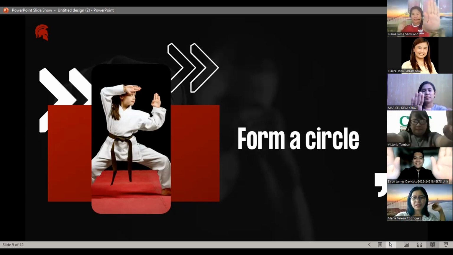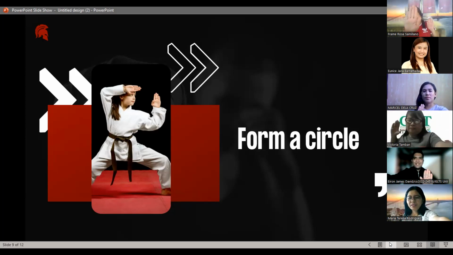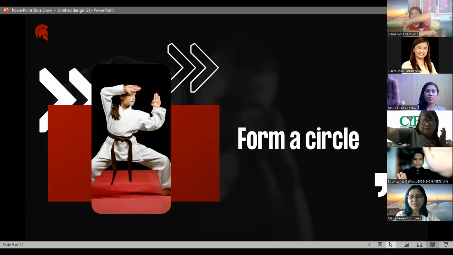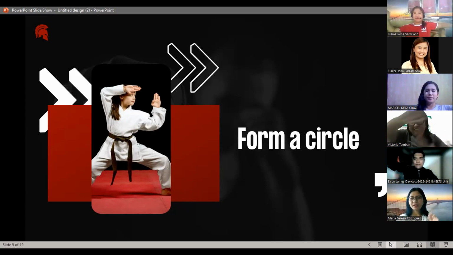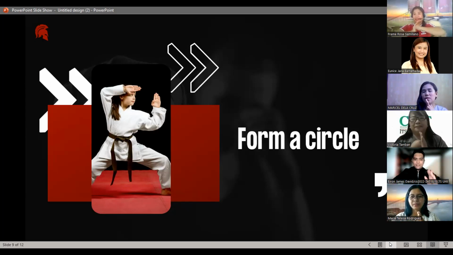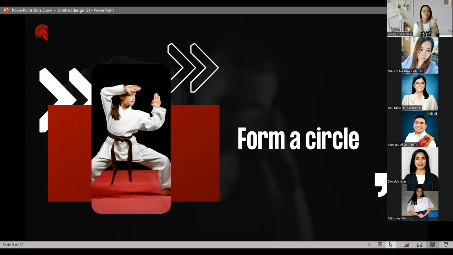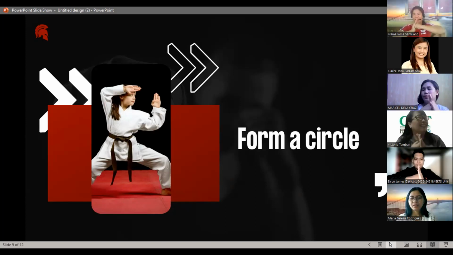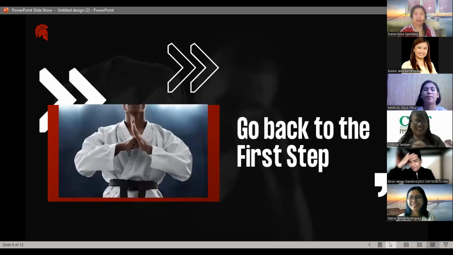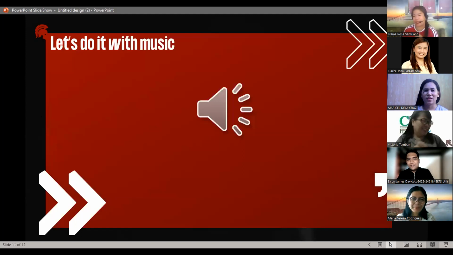Left. Right. Then form a circle. Back to the first position. Then push. Push. Clap 3 times. 2, 3. Form a circle. First position and bow. Okay, now let's, para mas madamdam natin yung ating karate, let's have a music for that.